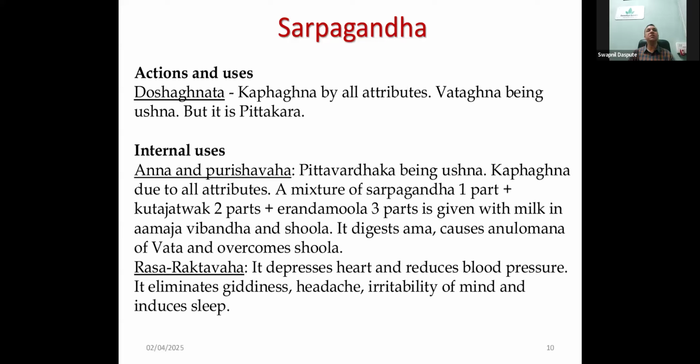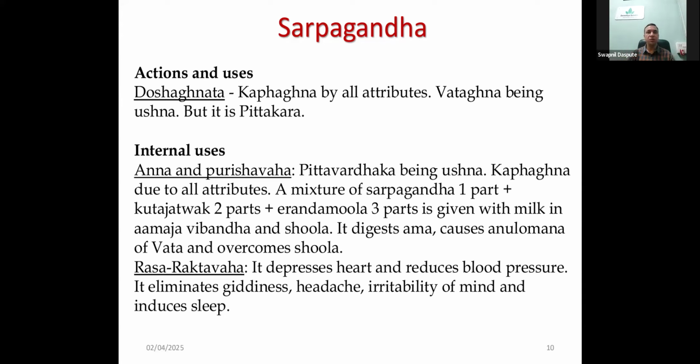Vibandha is like constipation. You can say constipation. So there is no movement in the intestinal parts. The intestine movement is slow. That is Vibandha. And because of accumulation, as there is less peristaltic movement, there is accumulation of mala.